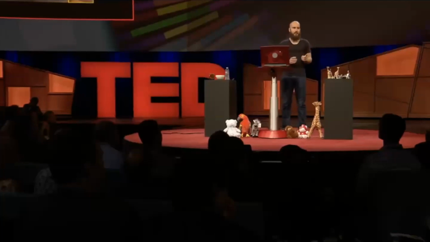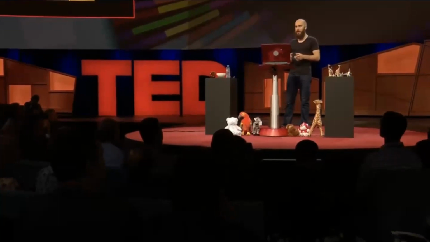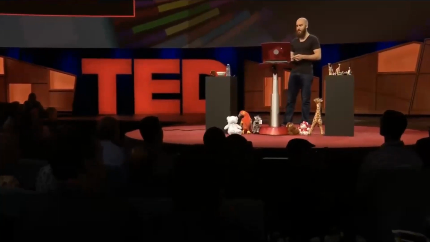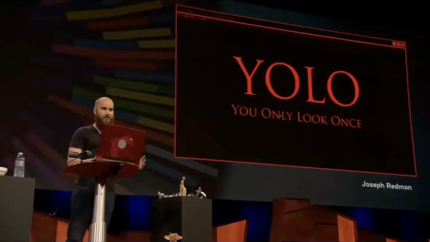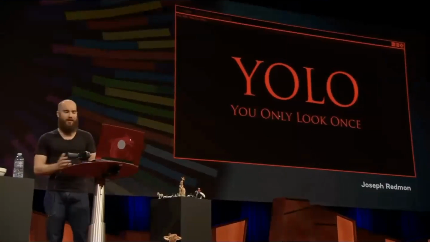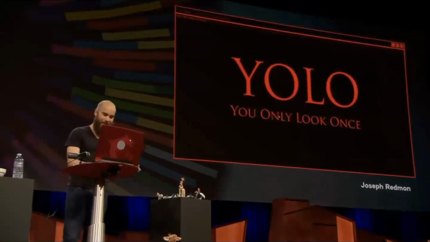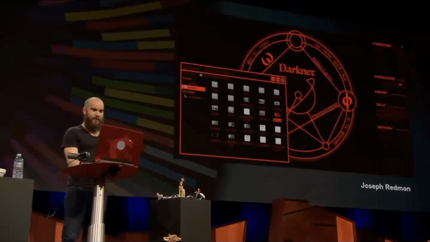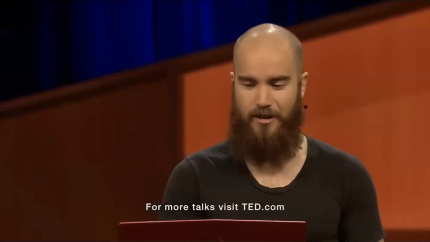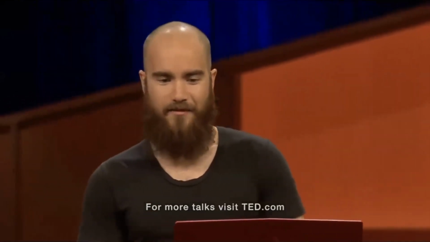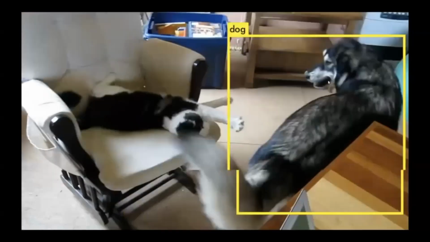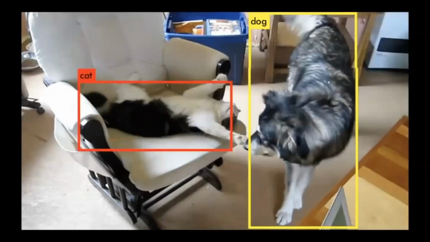Instead, we trained a single network to do all of detection for us. It produces all of the bounding boxes and class probabilities simultaneously. With our system, instead of looking at an image thousands of times to produce detection, you only look once. And that's why we call it the YOLO method of object detection. So with this speed, we're not just limited to images. We can process video in real time. And now, instead of just seeing that cat and dog, we can see them move around and interact with each other.